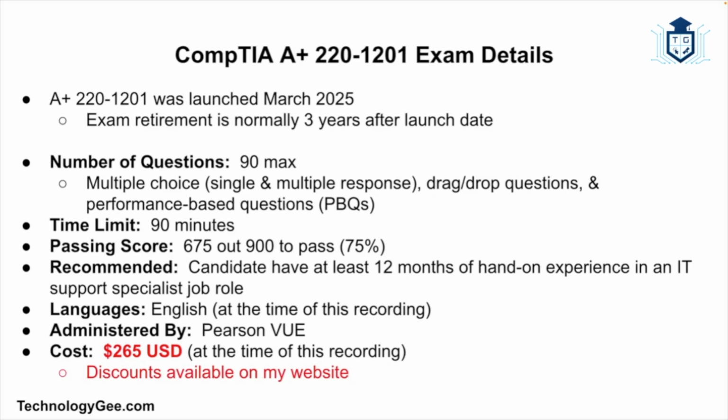You're going to have 90 minutes to complete the exam, and in order to pass the 1201 exam, you're going to need to score 675 points out of a possible 900 points on the exam. And it is recommended by CompTIA that a candidate have at least 12 months of hands-on experience in an IT support specialist job role. Now, that is just a recommendation because there are plenty of people who have taken this test with 0 IT experience and have successfully passed. Also, this exam is only available in English at the time of this recording. And Pearson VUE Testing Centers is the company that is responsible for administering the exam. And at the time of this recording, the cost of this exam is $265.